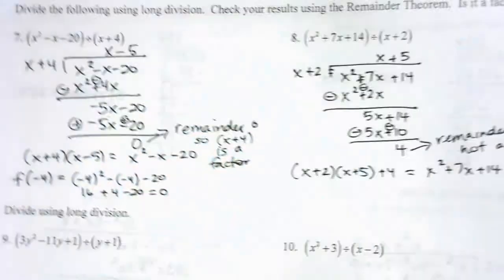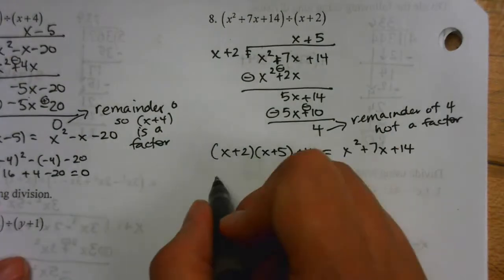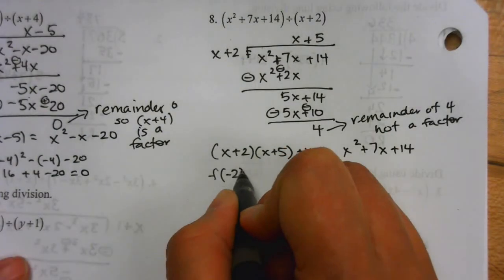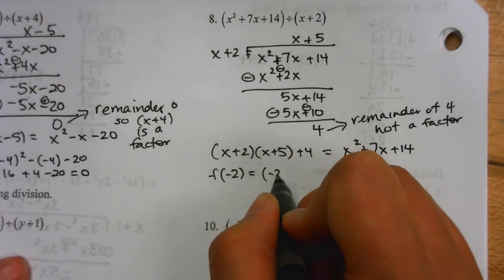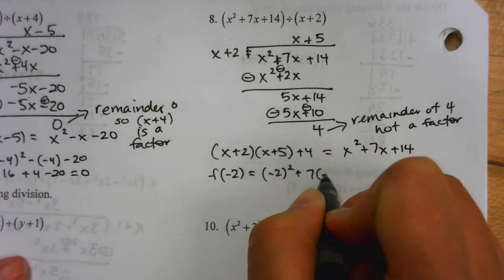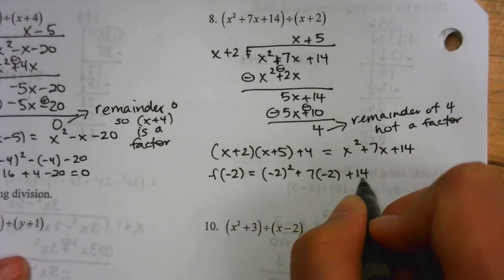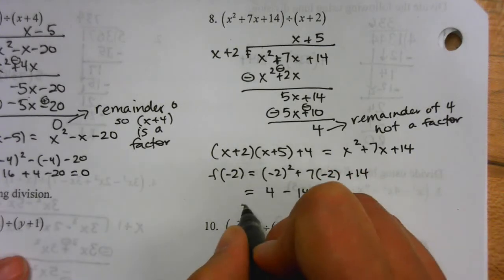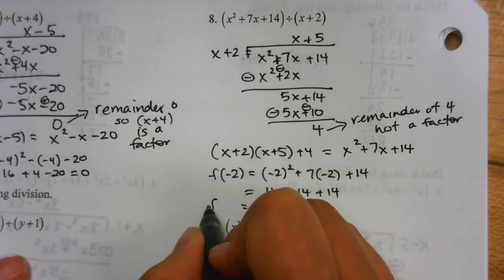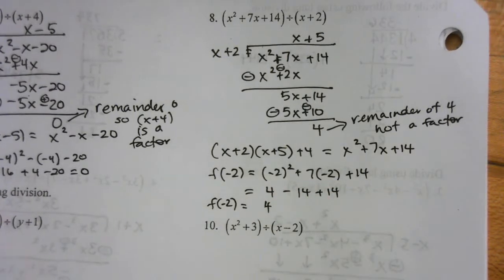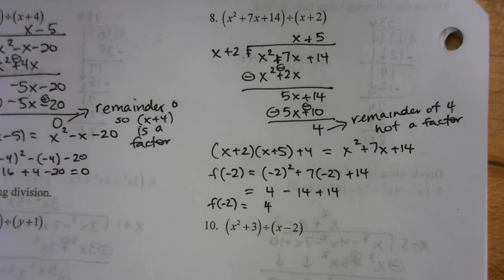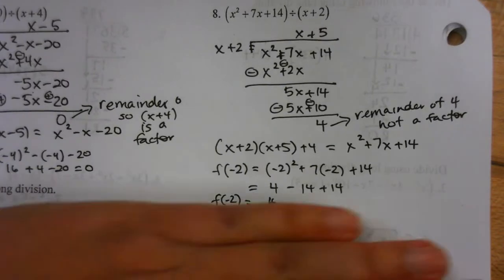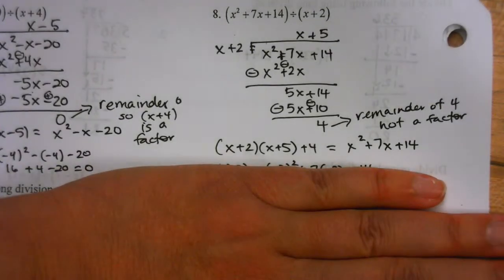And we can prove that by evaluating f of negative 2 in my original equation. So we have 4 minus 14 plus 14. That's going to give us 4. Okay, we're going to jump ahead on the next problems. I'm not doing this extra work. I'm just going to be stopping at what the answer is right there.